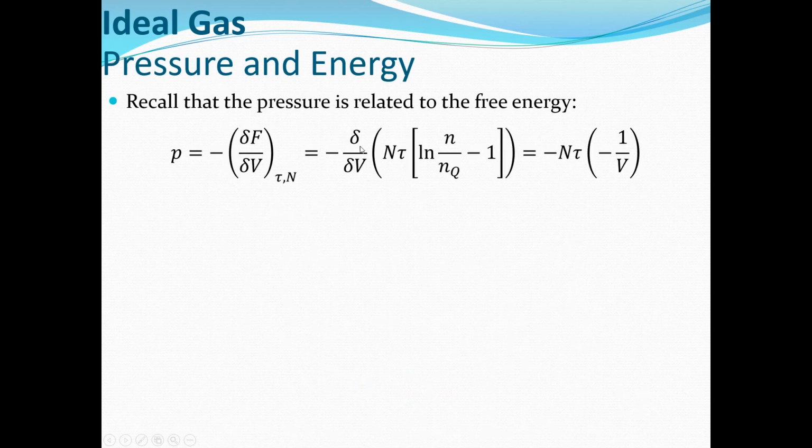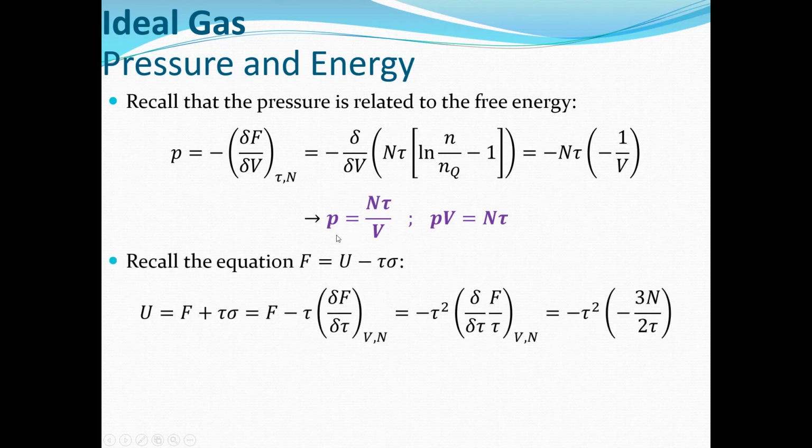Since we now have the free energy, we can find the pressure by taking the partial with respect to volume. That's pretty easy. The only term that has volume here is right in this concentration, so taking the derivative will just make it negative 1 over V. And we end up getting our ideal gas law.